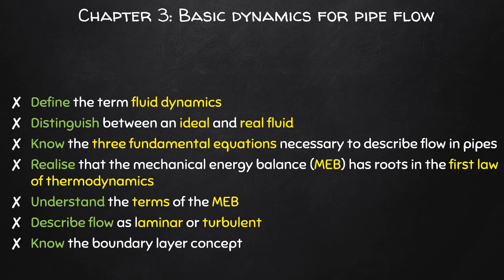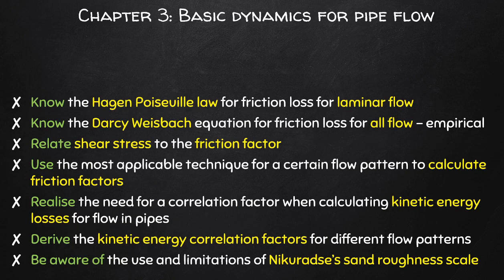We will also be introduced to the mechanical energy balance, which you should recognize, and learn how to apply this equation to a process design. We will also have a look at flow regimes and how these affect fluid flow, and also recall our understanding of the boundary layer concept very briefly. There are also 2 principal equations that we will consider in this chapter, which are used to describe the effect of frictional losses in flowing fluids inside pipes, and learn how to calculate friction factors to account for such losses.